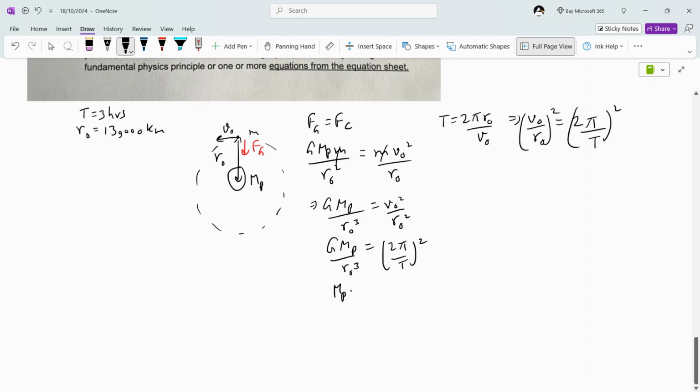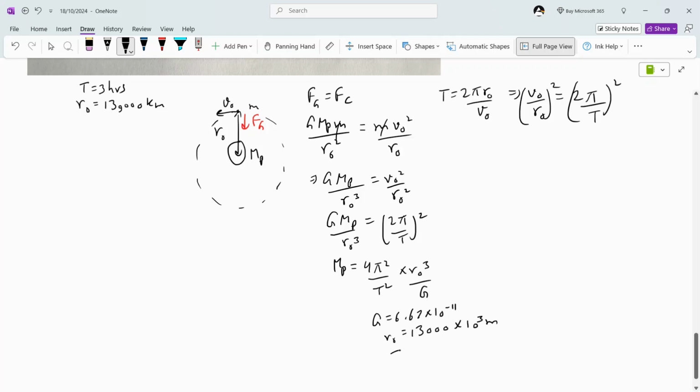What is it? M planet is what they're asking. That is equal to 4 pi square upon T square into r0 cube by G. G is the universal gravitational constant. It will be given to you in the exam. If you remember the value, good. r0 is 13,000 kilometers, so that is 13,000 into 10 to the power 3. Convert it into meters first, okay? And then T is 3 hours. Convert it into seconds first. Once you plug in all these values, value of pi, you will get the mass of planet in kg. But that will be a lot of calculation, which I am skipping. But you are most welcome to do it.